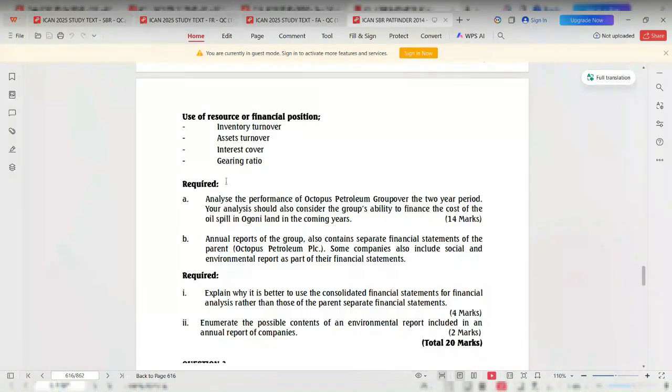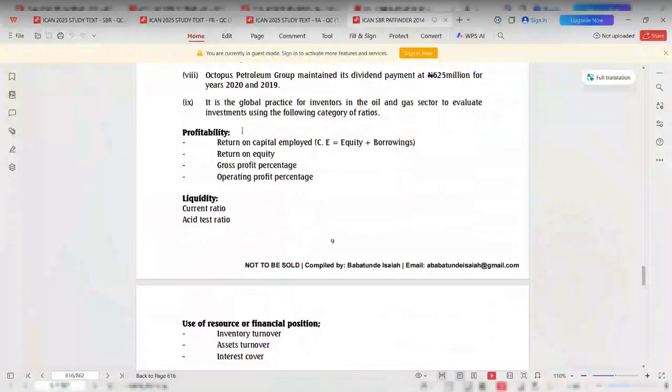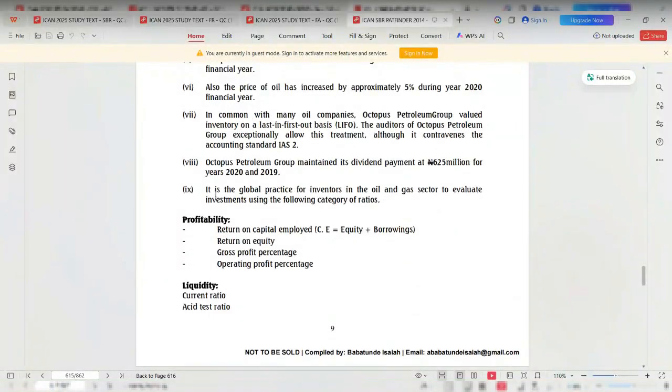Even if you look at these statements, they have already told you that it is the global practice for investors in the oil and gas sector to evaluate investments using the following categories of ratio. So they are expecting you to calculate profitability. Under profitability, they are expecting you to calculate return on capital employed, ROCE, return on equity, gross profit percentage, and operating profit.